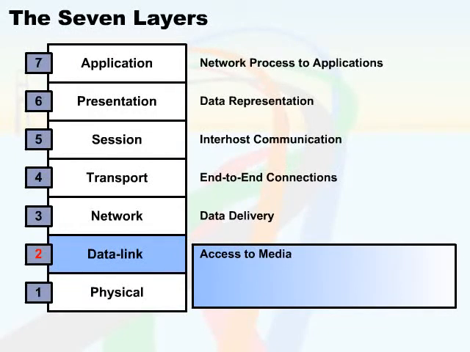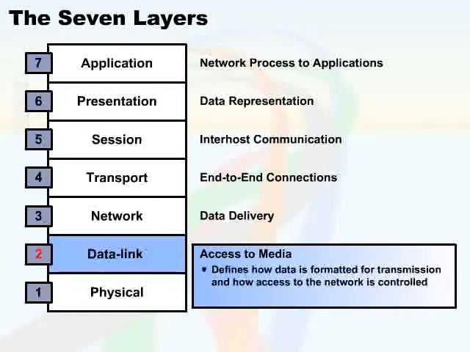Now, of course, the official definition of data link is that it defines how data is formatted for transmission and how access to the network is controlled. In effect, what they're trying to say is, hey, I can do error detection. I can do flow control. I can understand exactly what has to take place between systems because you have got the data link layer and I have got the data link layer.